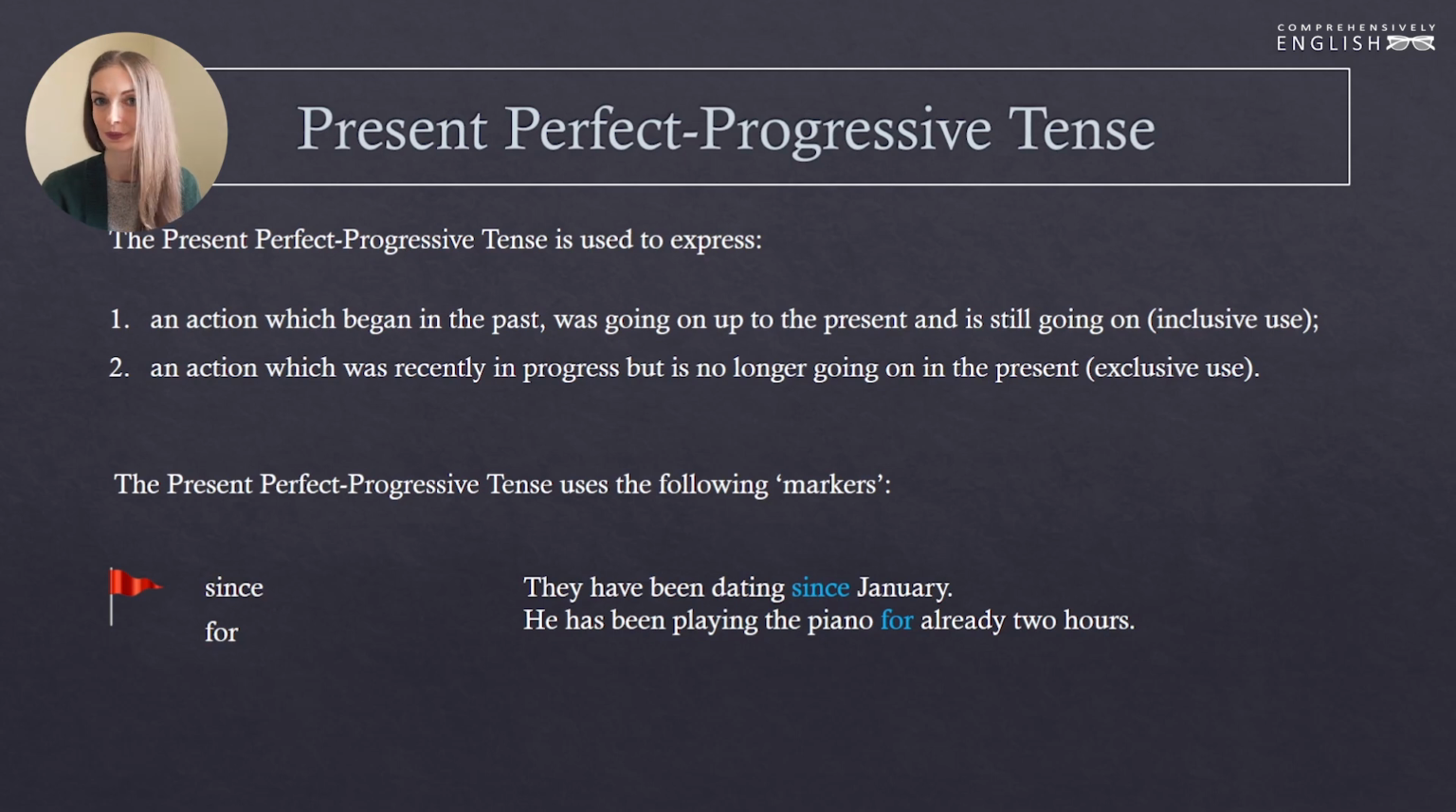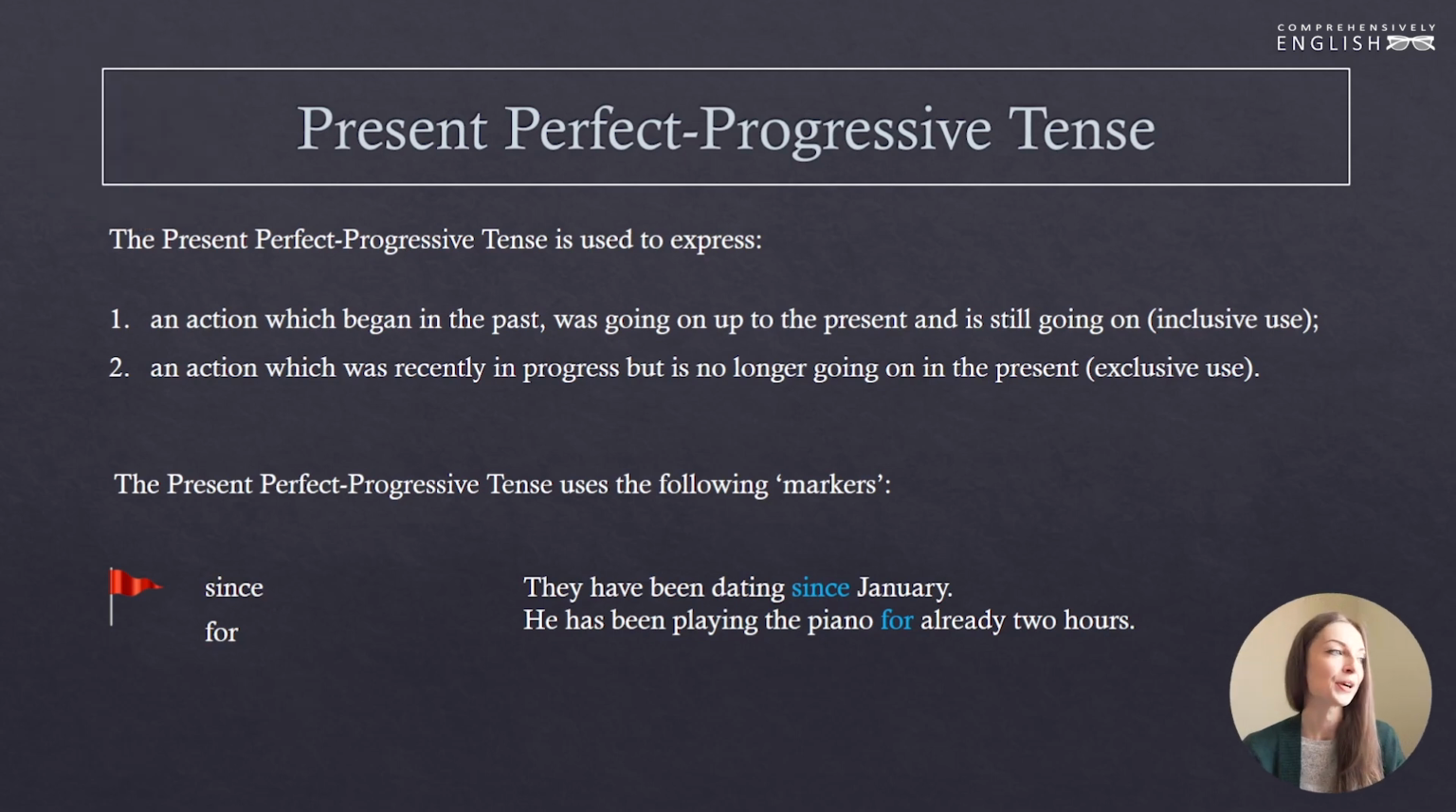This difference is the key to understanding where we should use the present perfect progressive tense and not the past simple tense, for example. The present perfect progressive tense is used to express an action which began in the past, was going on up to the present, and is still going on. That's inclusive use. An action which was recently in progress but is no longer going on in the present. That's exclusive use. The present perfect progressive tense uses the following markers: since and for.